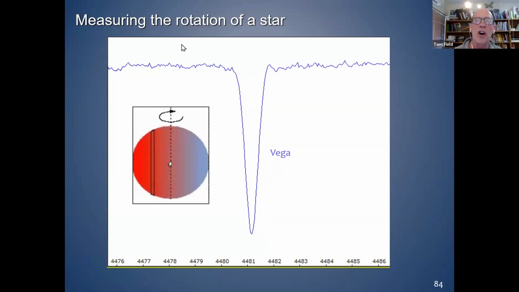If we look at a star, unlike Vega, that's rotating very fast, this nice sharp dip gets really broad. And it's incredible you can do this. Both the previous example and this one require one of those slit spectrometers.